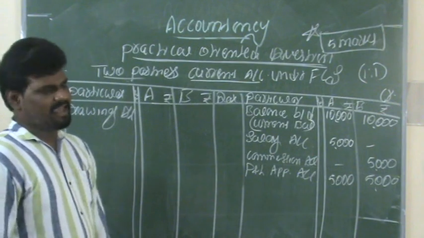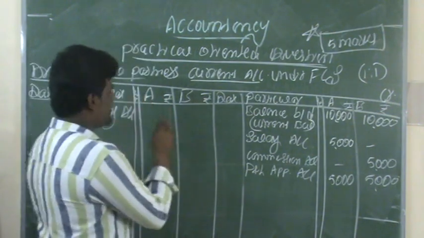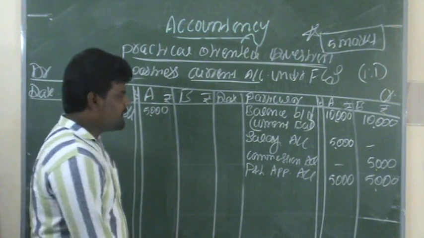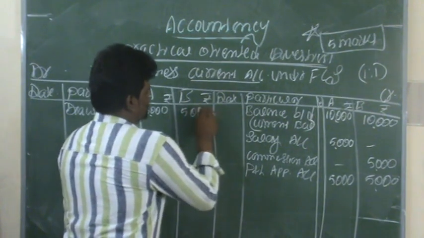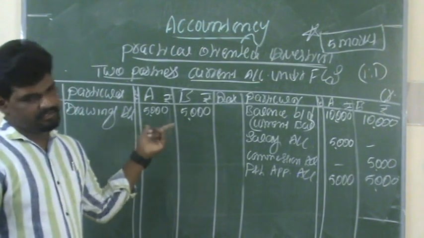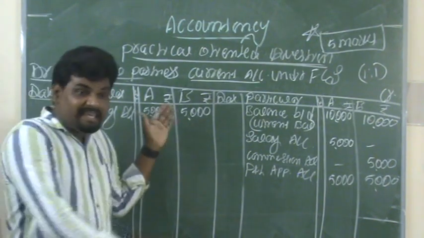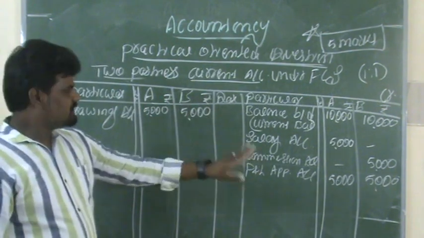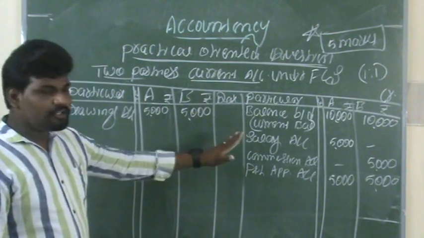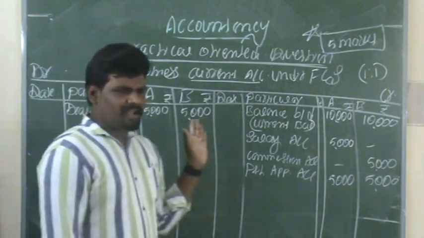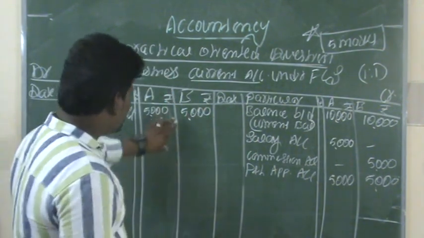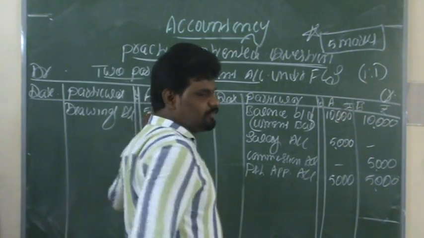Suppose, for example, partner A is withdrawing rupees 5,000. In the same way, partner B is withdrawing rupees 5,000. So this is drawings by the partners, the amount of drawings withdrawn by each partner being 5,000. As per the question we have recorded five values. So now we need to balance. As per the recorded values, we observe which side is more. Compared to the debit side, the credit balance is more.